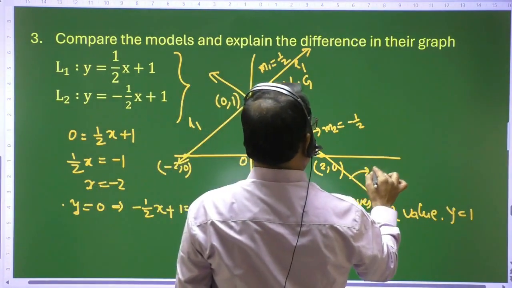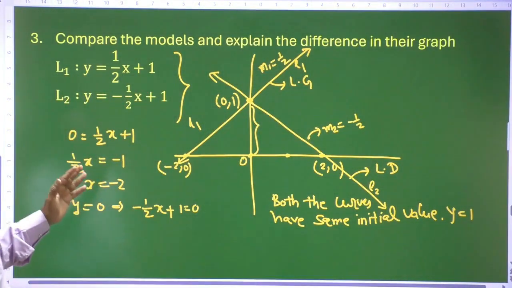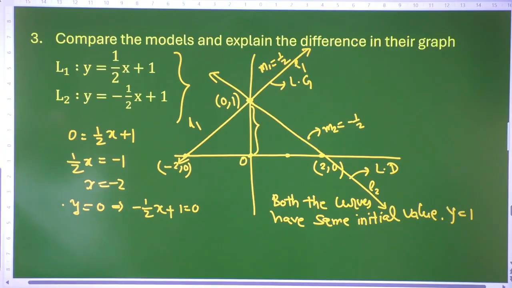Other one indicates the linear decay because it is pointing downwards and it is pointing upward, and explain the difference in their graph. So these are the difference in their graph.